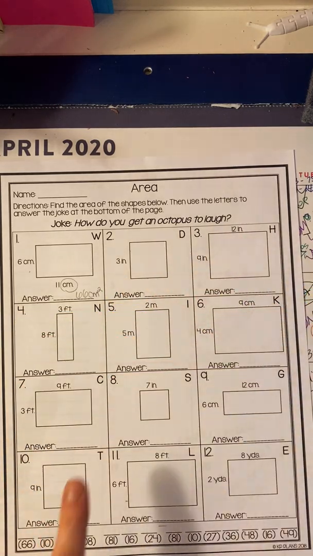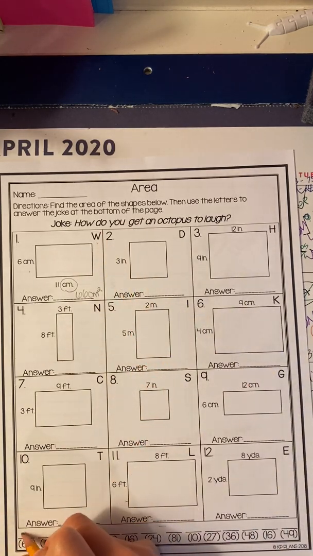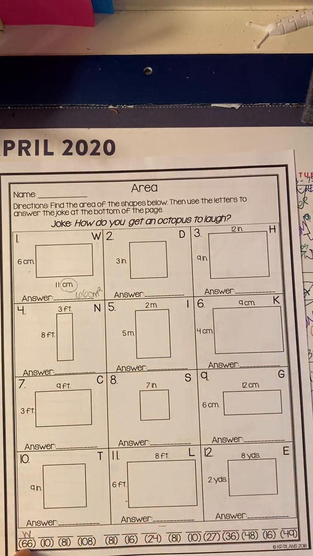Then I'm gonna go down here to answer my joke, how do you get an octopus to laugh, and find number 66 and write that W right there. All right. Let's do number 2 together.